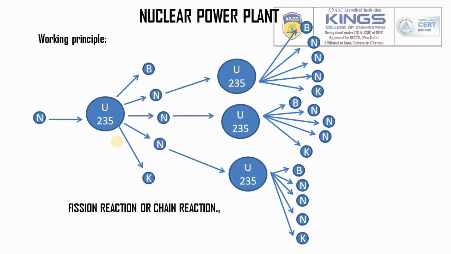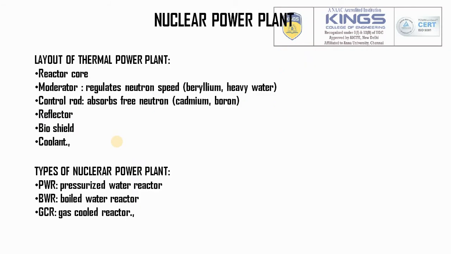We need to check the layout of a nuclear power plant. That will be easy for you to understand. So let me get into this video. The layout of the power plant generally has the following parts. First one, the reactor core, where the fission material uranium is placed. After that, the chain reaction happens inside this reactor core.